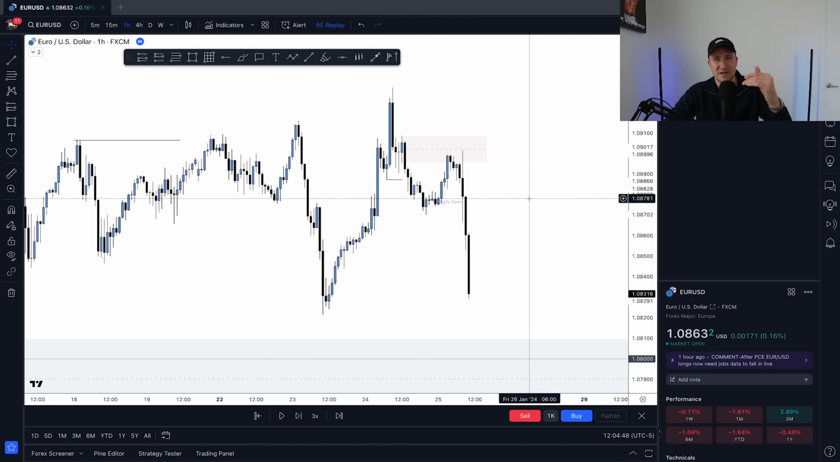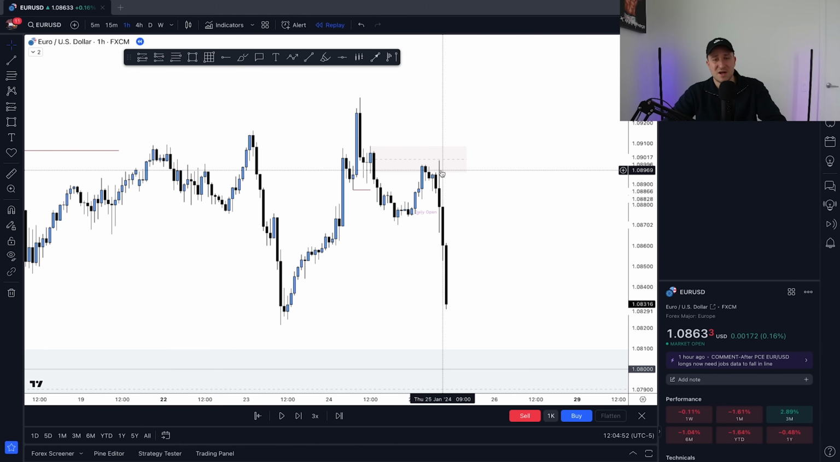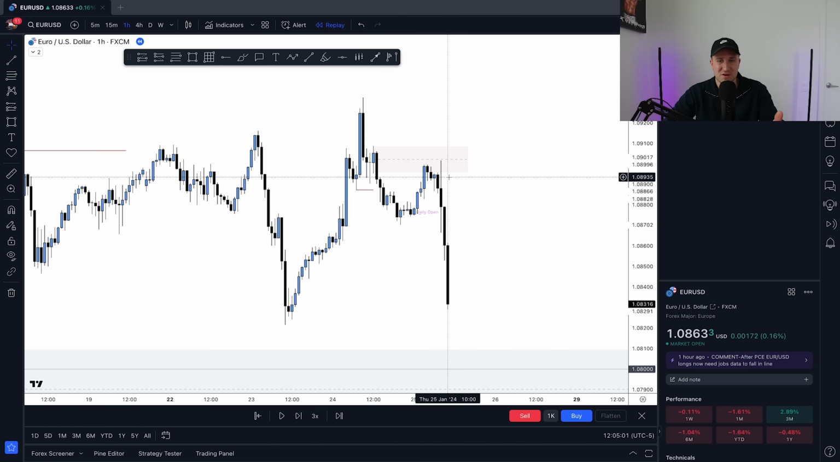But when combining the market structure, your high time frame analysis, with these areas of interest, you're going to be on the right side of the market way more times than not. And you're going to be getting in at significant areas where other institutions are getting in, right? You don't want to be entering trades in random areas that have no significance. You want to stack probabilities in your favor as much as possible.